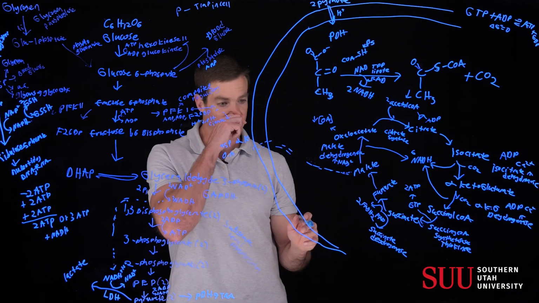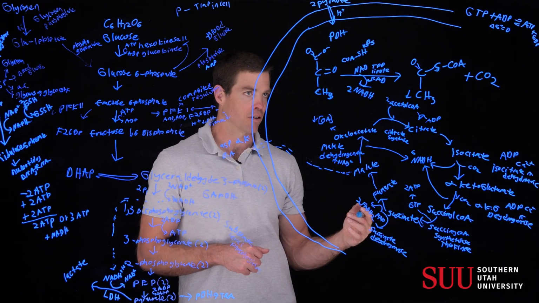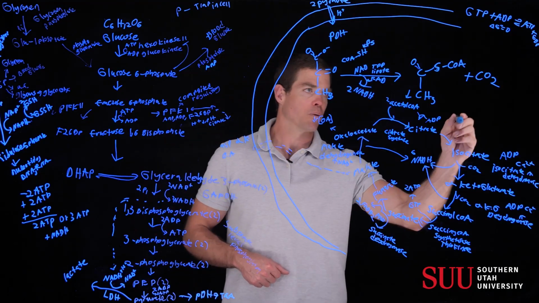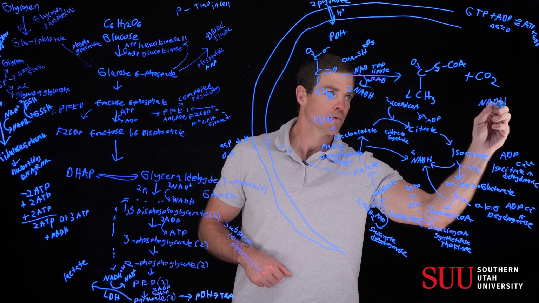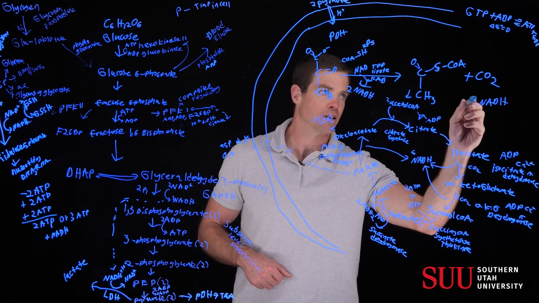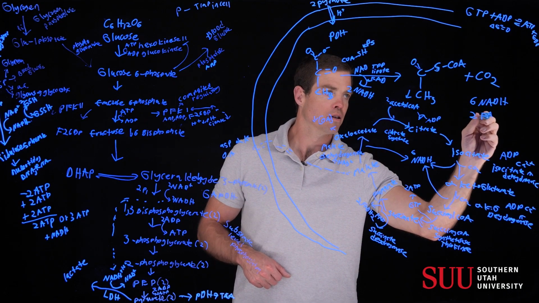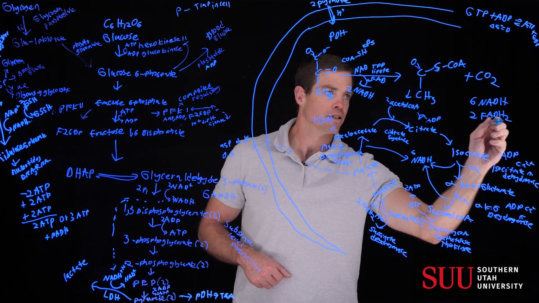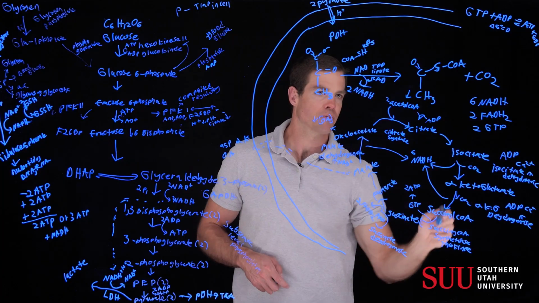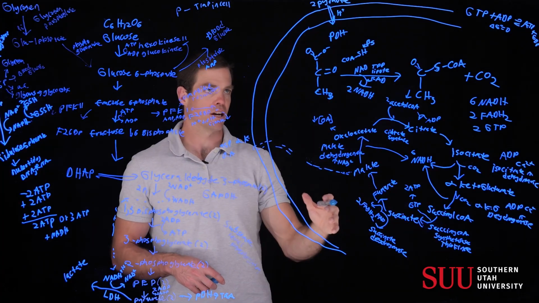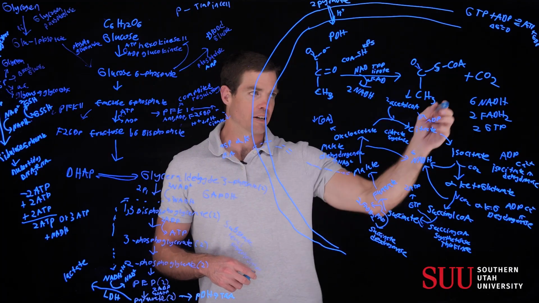So if we talk about the products that you get from the TCA cycle, including the PDH complex, what do you end up getting? So NADH-wise, we counted 6 of those, 2 FADH₂s, and you get 2 GTP, all right? Because every acetyl-CoA goes through this two times, so you end up getting 2 of these.